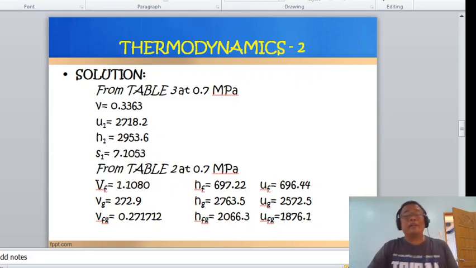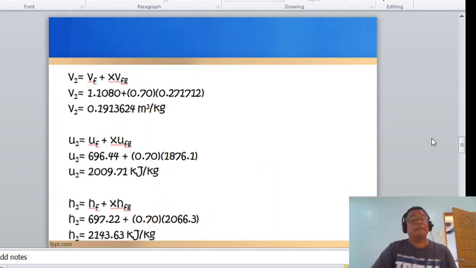Next is for the internal energy: u sub f is 696.44, u sub g is 2572.5, and the difference of u sub g and u sub f is 1876.1. So, solving now the specific volume at 2. Take note, class, that at 0.7 megapascal and 70% quality, this is the final condition of the steam. Computing now, the specific volume is equal to 0.191362 cubic meters per kilogram.